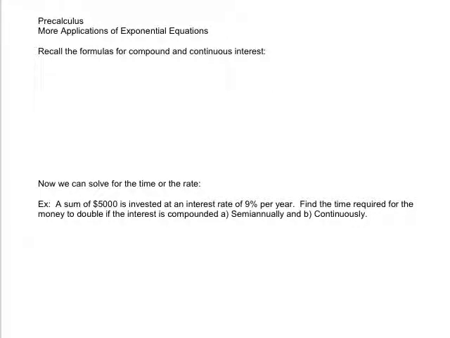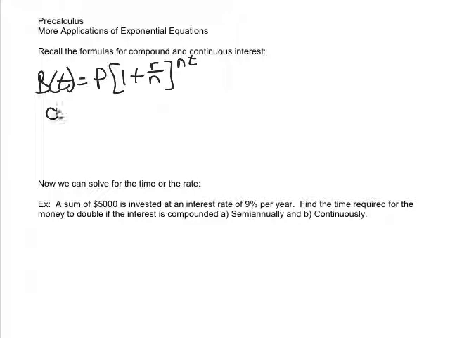In this lesson, we're going to work through some application problems using exponential equations. And we can start off by recalling the formulas for compound and continuous interest. If you remember, the balance in a bank account as a function of time is equal to the principal amount times 1 plus the rate divided by how often it's compounded, all of that raised to an exponent of the number of times it's compounded times the number of years. That is for compound interest.